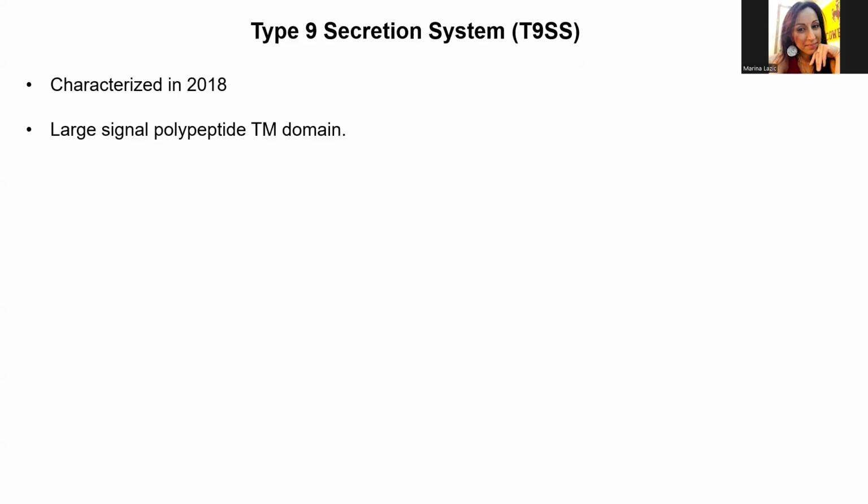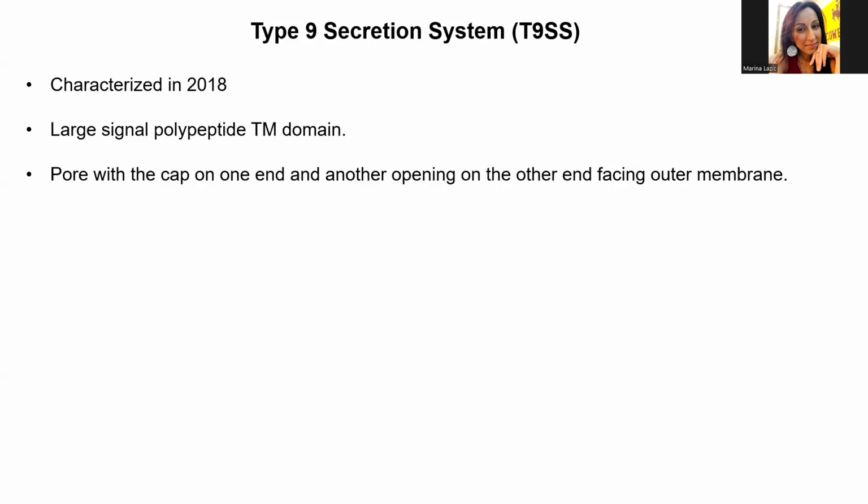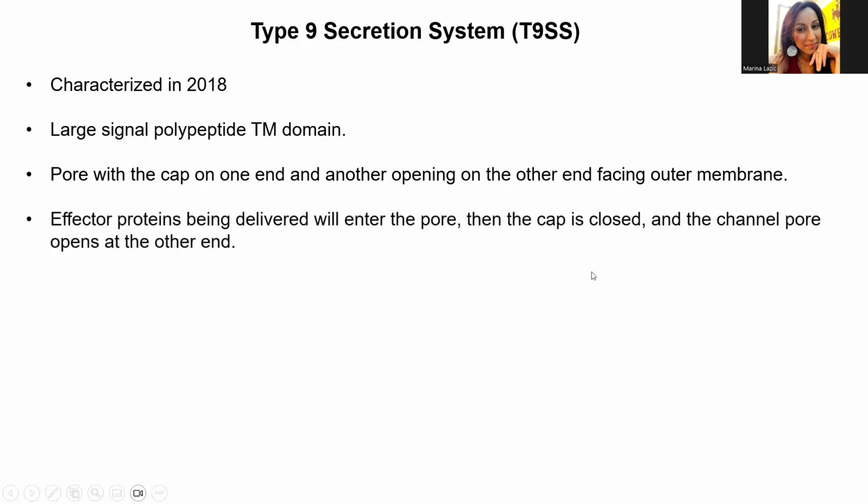All I know about this is that it has a large signal polypeptide, which is like a transmembrane domain, and the pore with a cap on one end and another opening on the other end. Proteins that will be delivered enter the pore, and then the cap is closed, and then the channel opens on the other end, and proteins get released. I don't know much about it. So if somebody wants to take a paper to present on type 9 secretion system, that would be highly beneficial. Just nobody ever took it. Again, a very interesting topic.